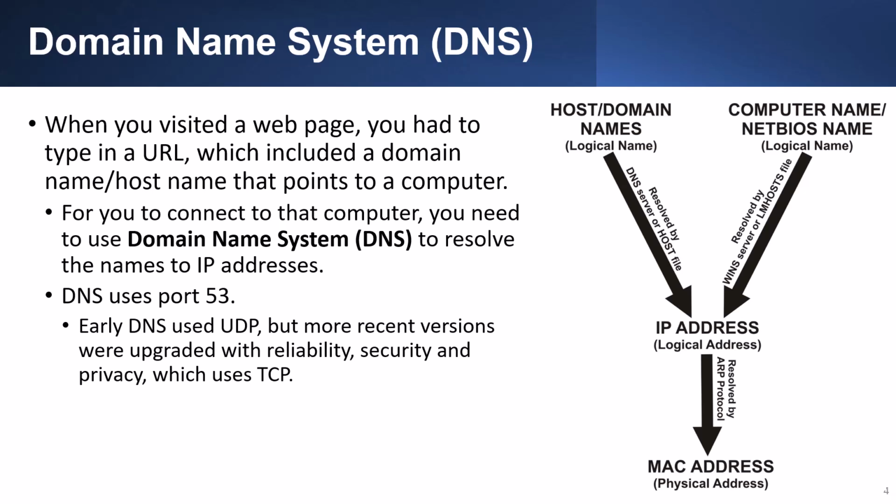When you visit a web page, you have to type in a URL which includes a domain name or host name that points to a computer. For you to connect to the computer, you need to use the Domain Name System, or DNS, to resolve the names to IP addresses. DNS uses port 53. Early DNS used UDP, but more recent versions were upgraded with reliability, security, and privacy, which uses TCP.